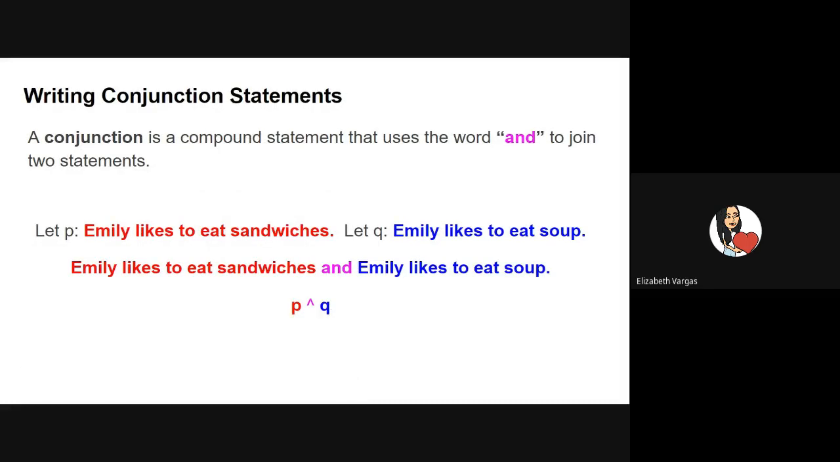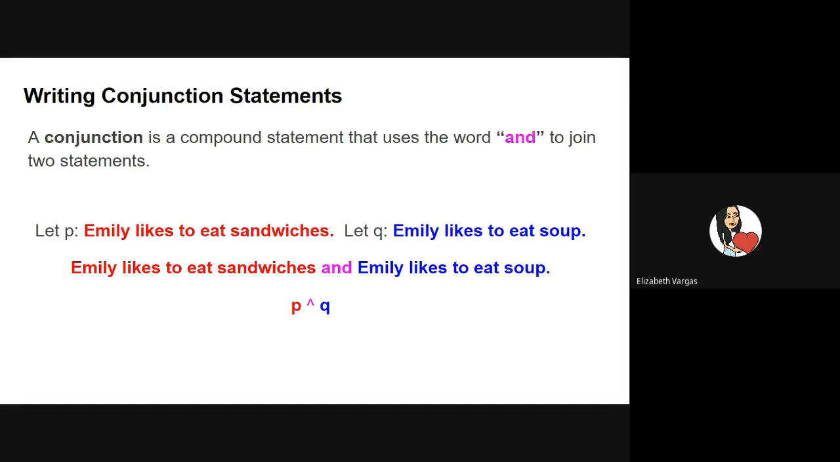The first one, a conjunction. A conjunction is a compound statement that uses the word and to join two statements together. Basically we take our two statements, the first being Emily likes to eat sandwiches, the second being Emily likes to eat soup, and we combine those two to create a compound, connecting them using the word and. So it becomes Emily likes to eat sandwiches and Emily likes to eat soup.